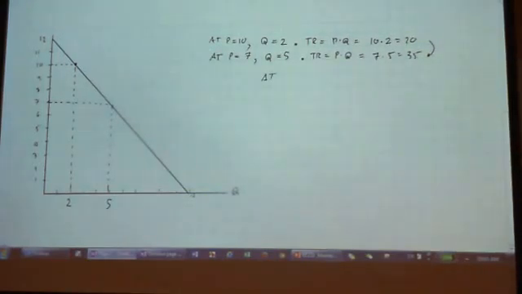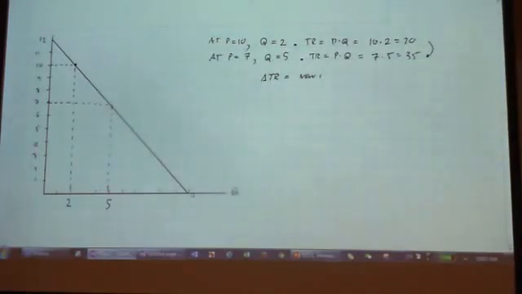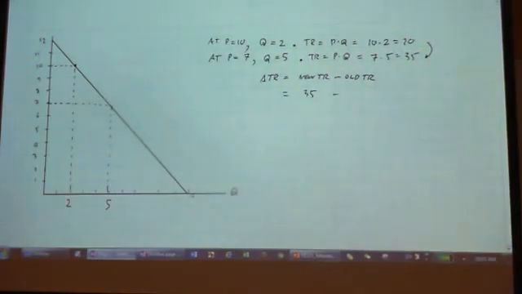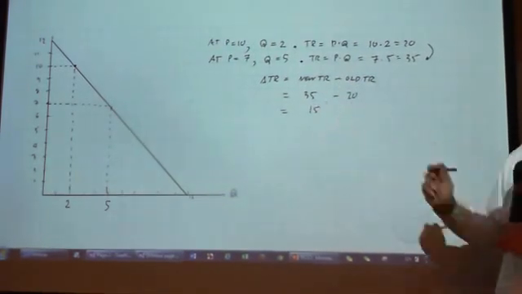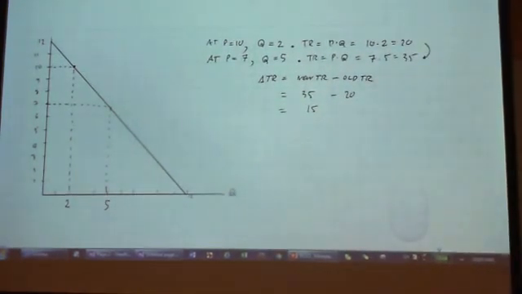So my revenue increased by 15. I can call this change in TR: new TR minus old TR. New TR is 35 minus old total revenue 20. So I enjoyed an extra 15 baht from this operation. So I should be happy.